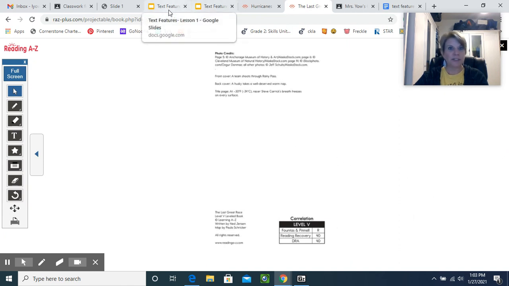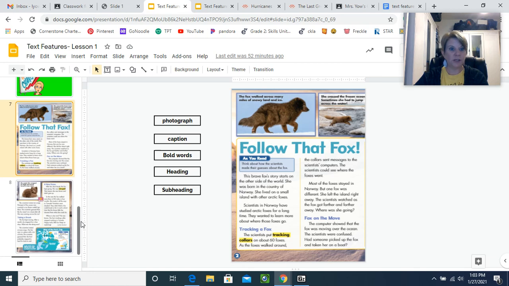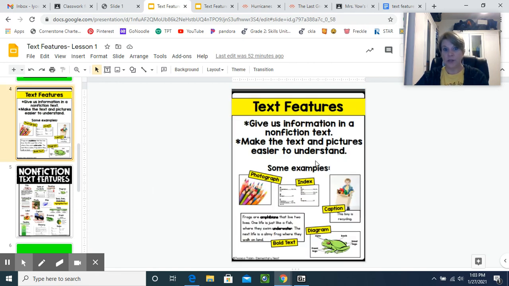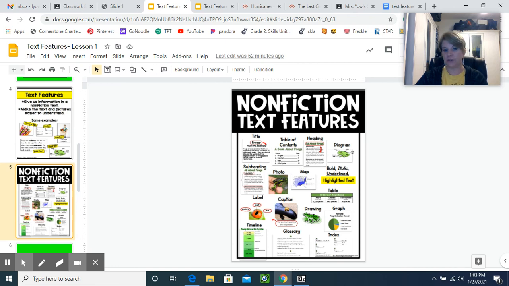Okay, boys and girls, so when you are doing your work, remember, I'm not expecting you to remember every single one of these text features. So there is a text feature anchor chart to tell us what text features are. And then there's another anchor chart in your slideshow that gives some examples of what those text features are, all those different ones that we've talked about today.